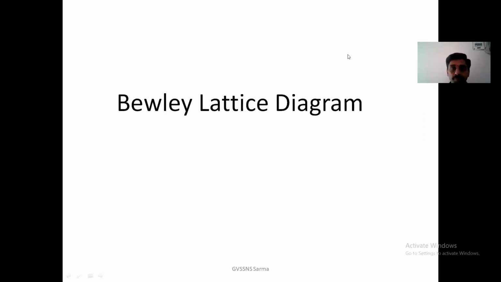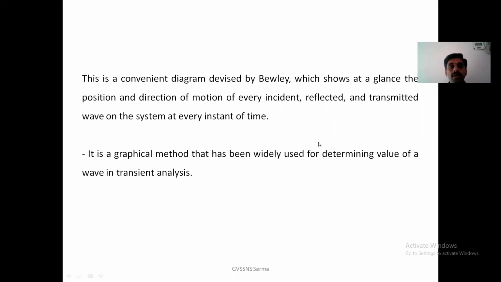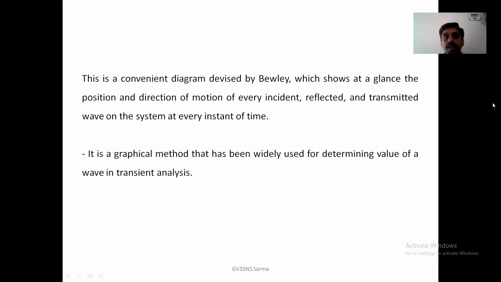Bewley lattice diagram. What is the Bewley lattice diagram? This is a convenient diagram devised by Bewley, which shows at a glance the position and the direction of motion of every incident, reflected, and transmitted wave on the system at every instant of time. So it is a graphical representation.